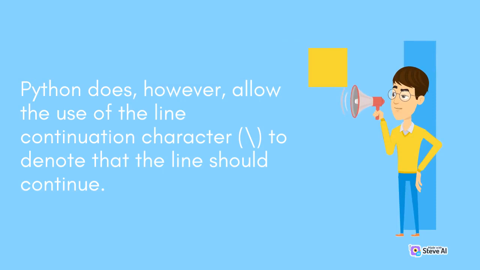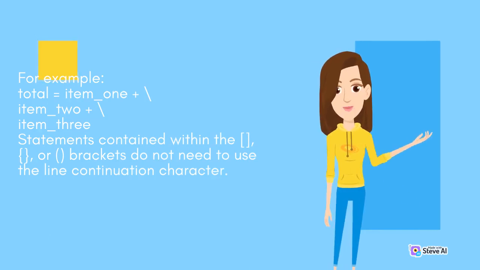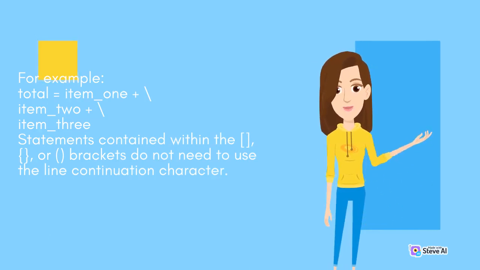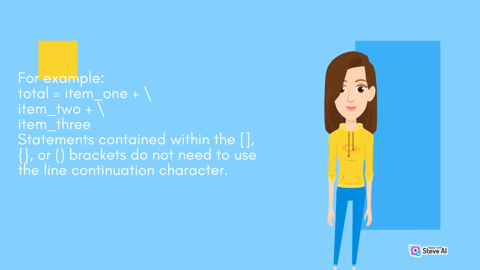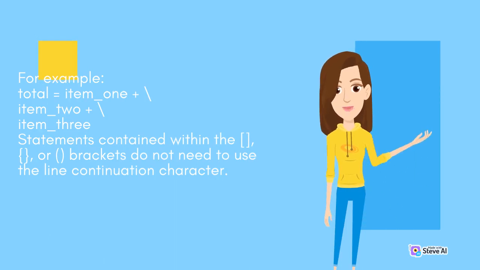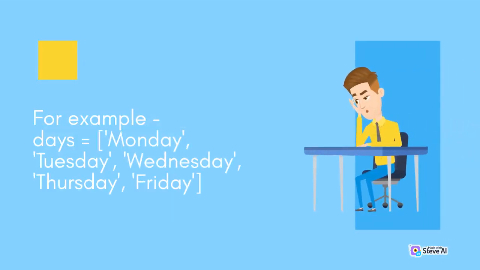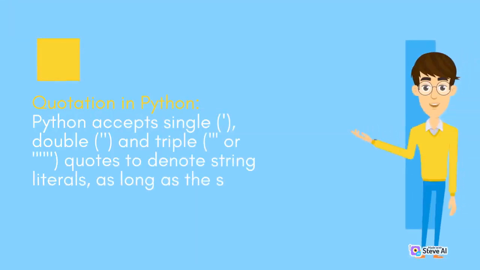Python does, however, allow the use of the line continuation character, \, to denote that the line should continue. For example: total = item_1 + \ item_2 + \ item_3. Statements contained within the [], {} or () brackets do not need to use the line continuation character. For example: days = ['Monday', 'Tuesday', 'Wednesday', 'Thursday', 'Friday'].